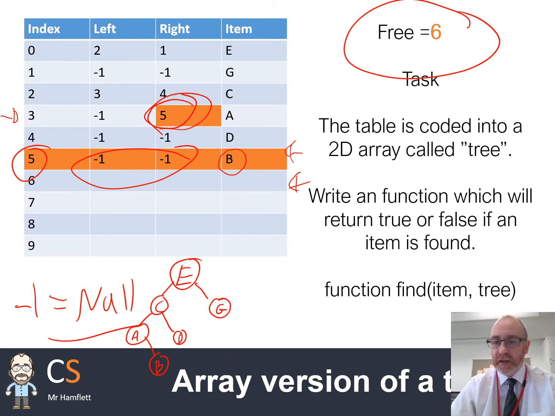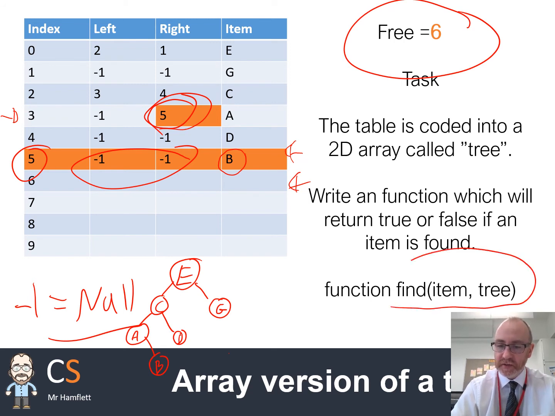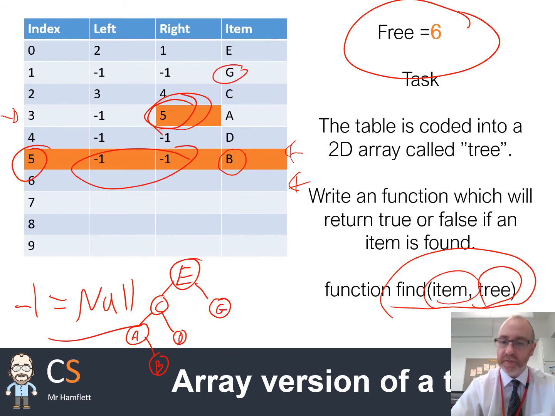So now, this table is coded into a 2D array called tree. Here's a bit of a challenge for you, so pause the video again. Write a function that will return true or false if an item is found. So the function find is going to take a 2D array in, like this. So you might want to code this as a 2D array in Python straight away. Then you call the function and say find, I don't know, G, and it's going to say yes, I found it, or no, I didn't. If I did a search for, I don't know, F, well, there's no F in there, so it would return false. So you've got to code that.